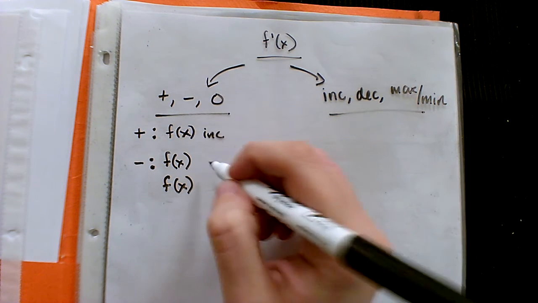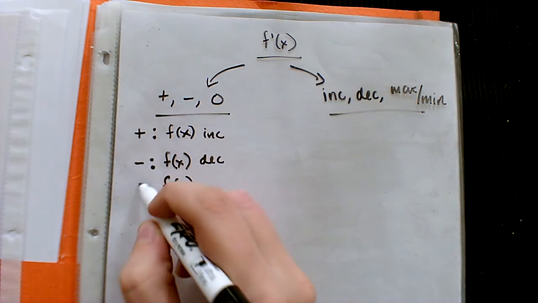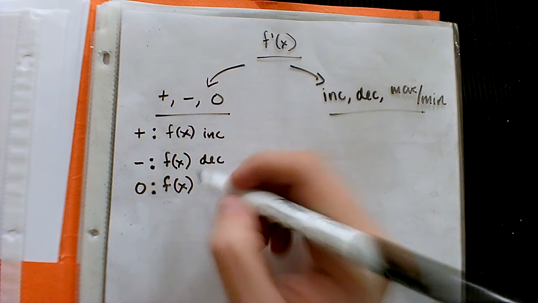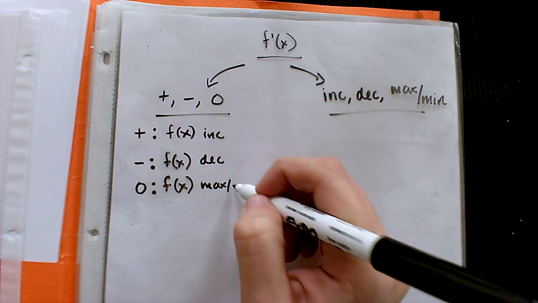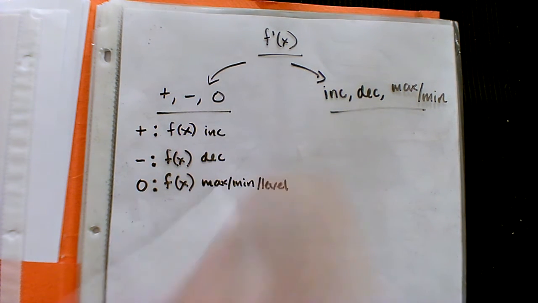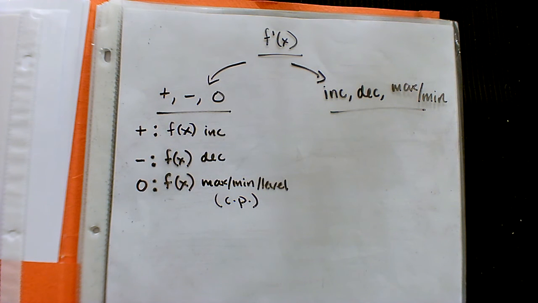Original function decreasing. What if the first derivative is 0? F of x max, min, or level. Okay, critical point, right? A possible max or min, because you could be level.